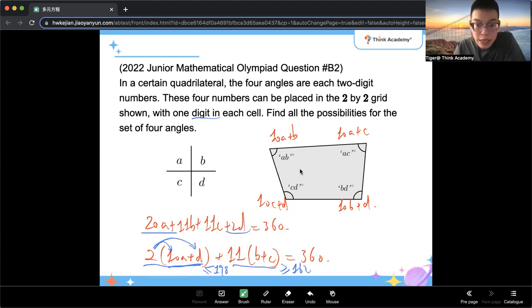The reason why it's 20A is because AB is written as a 2-digit number, in which the A has a place value of 10, right? Because it's in the tens place. So we can write it as 10A. And then I have 2 of it, right?